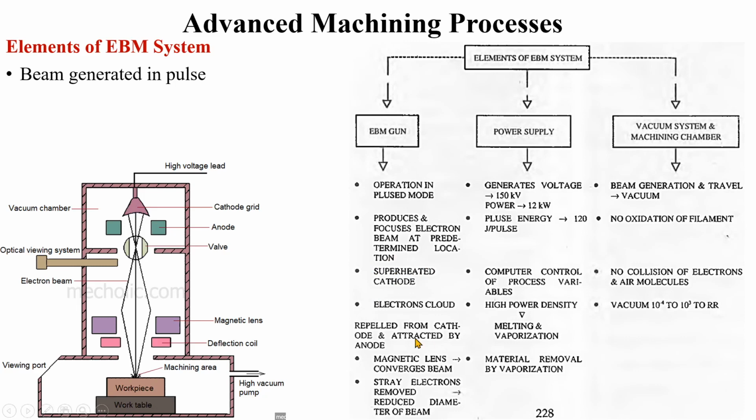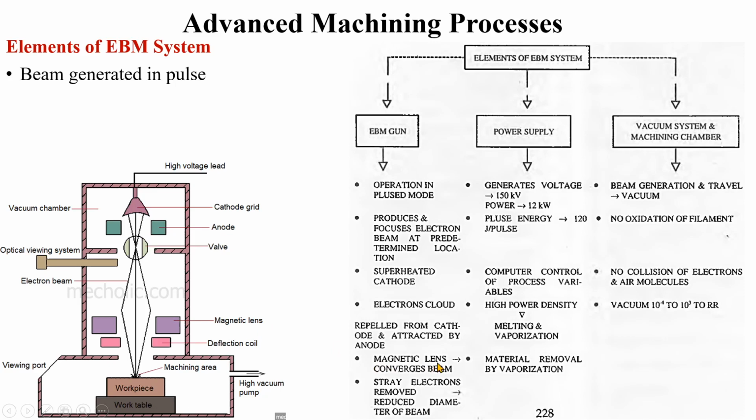This electron beam is nothing but an electron cloud. That is, these electron clouds consist of a large number of electrons present in it. These electrons are repelled from the cathode and attracted by the anode. So here we have the cathode and there is an anode present over here. You know that electrons are negatively charged, so they get repelled from the cathode but get attracted by the anode. Because of this, the kinetic energy of the electrons will increase. It depends upon the voltage that is being supplied to the anode.